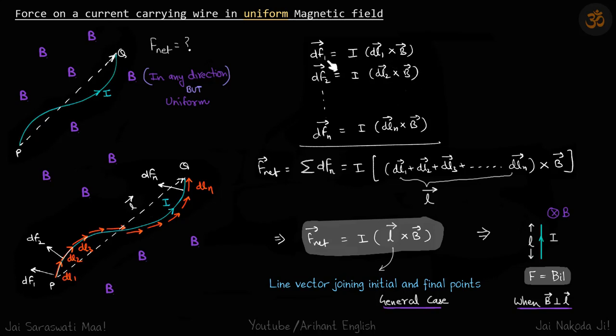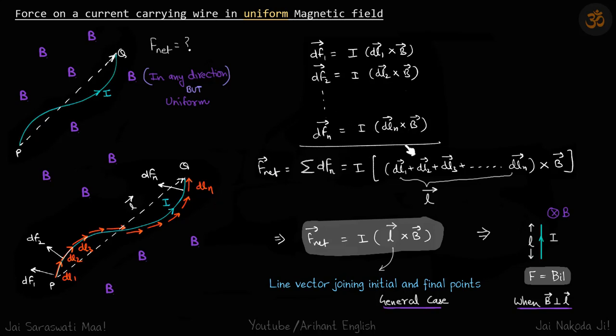So we have already seen this derivation before. On the next segment dL2, the small force dF2 is I into dL2 cross B. So B is uniform here. So here also it's B and here also it's B. So we write down all of them until we reach the final segment where the dFN is I into dLN cross B.